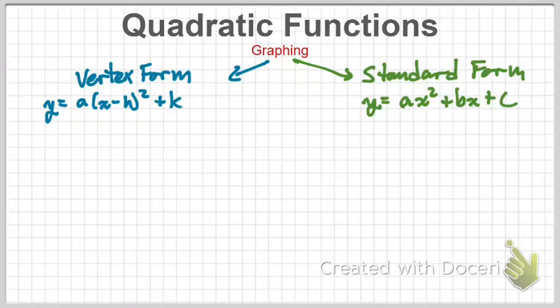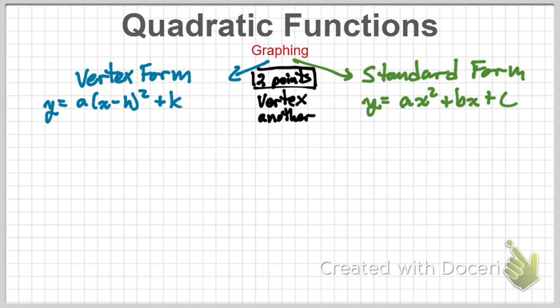All right, now this is part 2 for graphing quadratic functions. Here's the two forms that we've been working with. We have the vertex form and the standard form. Now, when you guys are graphing, you only really need 2 points. One of those points has to be a vertex, and the other point can be any point.